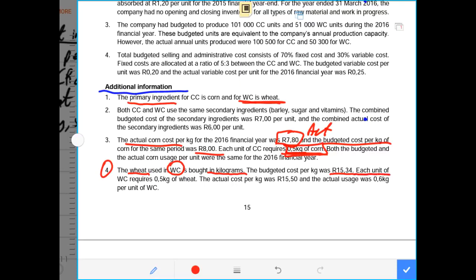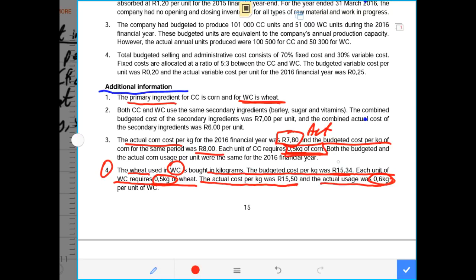And it says each unit of whole wheat requires 0.5 kgs of wheat. So now it says the actual cost of wheat was 15.50, which is different from the budgeted. Therefore, now there's a variance obviously there. And it says the actual usage was 0.6 kgs. Remember, the budgeted, in this case, was allocated as 0.5. So now we need the cost per unit.